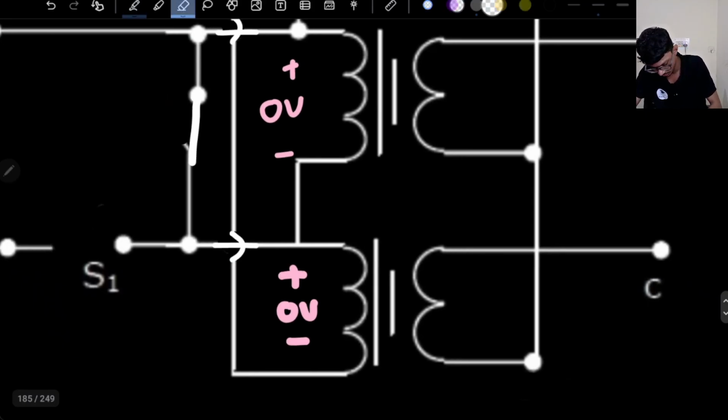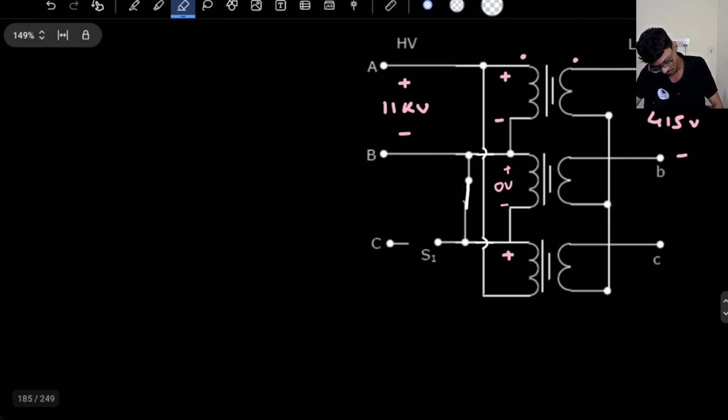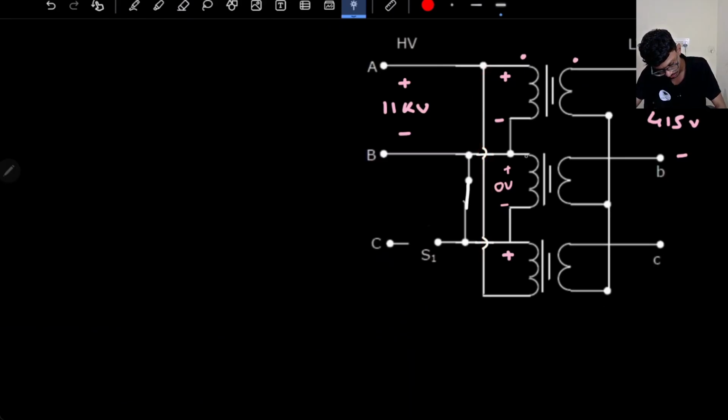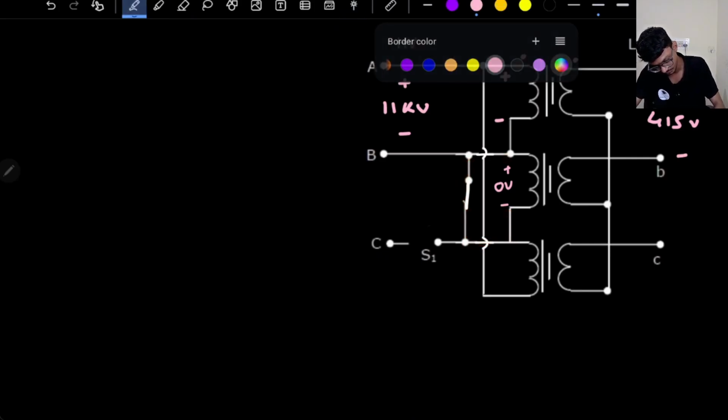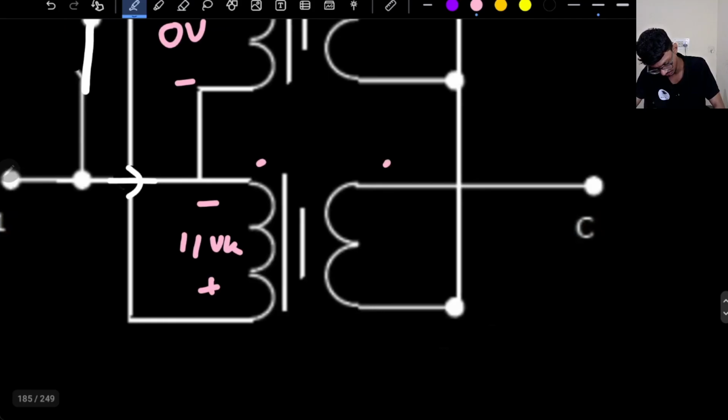So actually this is not 0 volts, sorry about that. This is open circuit, right? This point will come here, and this point is here. What is this point? This point is basically short circuited through here. So this is actually minus plus 11 kilovolt, like this, minus plus 11 kilovolt. And this is the dot here as well, and this is the dot here as well. So if it is minus plus 11 kilovolt here, what will be the voltage here?